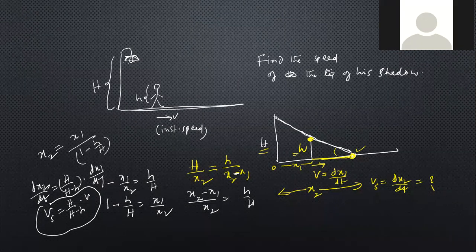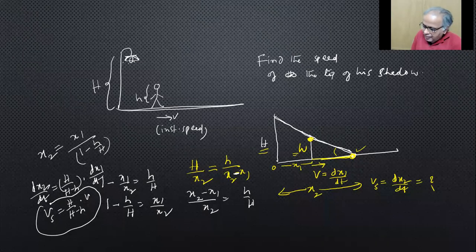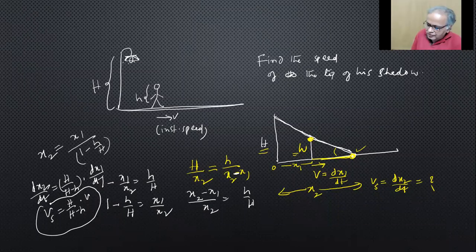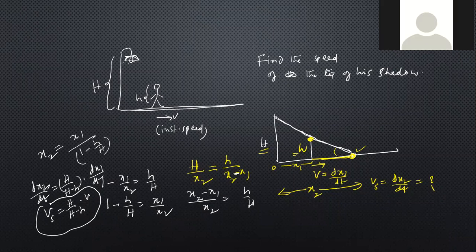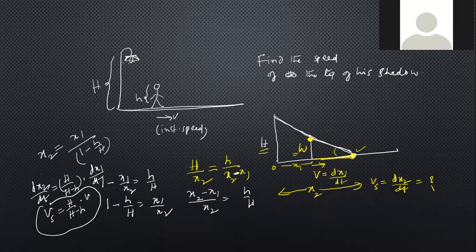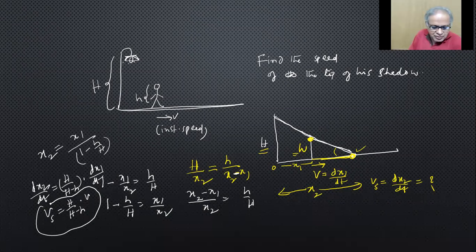Sir, have you used the quotient rule there? Sir, I didn't understand. How did you get the velocity of the shadow is equal to H by H minus h into V? Can you make it a little more clear? Are you asking about the calculation? Yes, the total calculation.